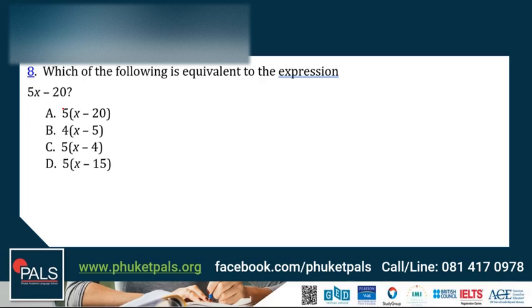Now, looking at the expression 5x minus 20 and the choices that we have, A, B, C, and D, all we need to do is factor out the given expression. So 5x minus 20, the common factor between the two terms is 5. Then dividing both of the terms by 5, we've got x minus 4. So 5 times x minus 4, letter C.